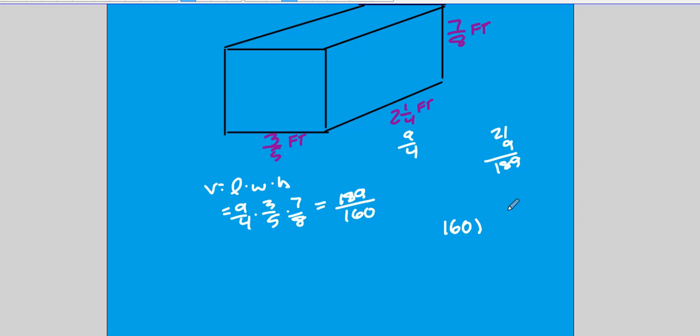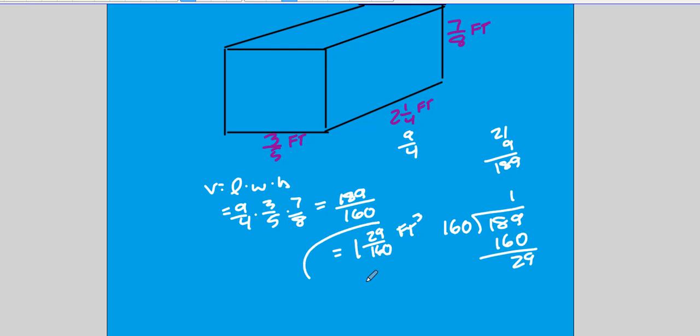That's an improper fraction. I'll change it to a mixed number. I'll divide 160 into 189. It goes once. Bring that down here. So that's 29. So it's going to be, as a mixed number, 1 and 29/160. That's going to be cubic feet.